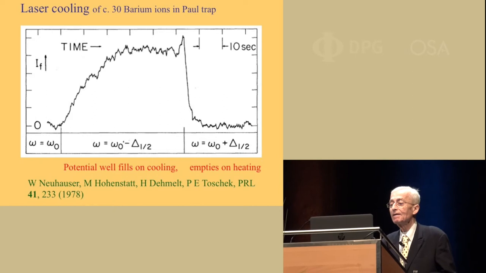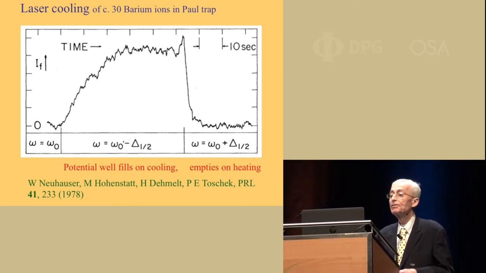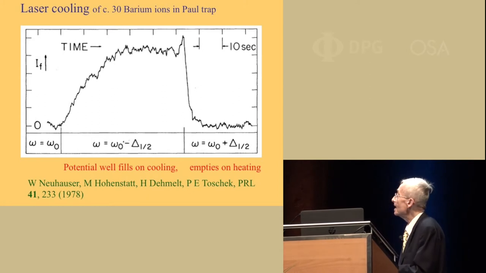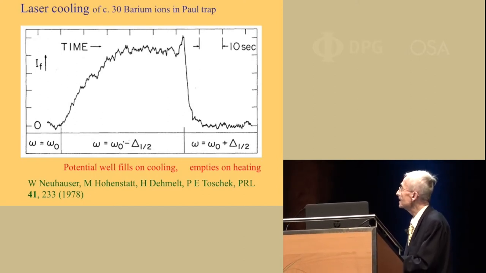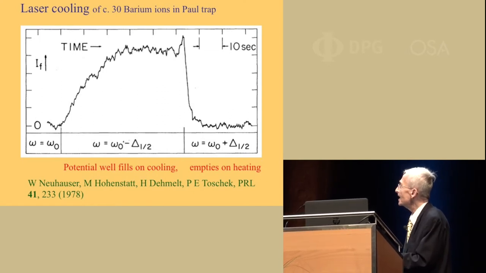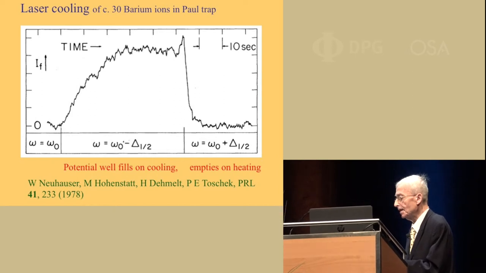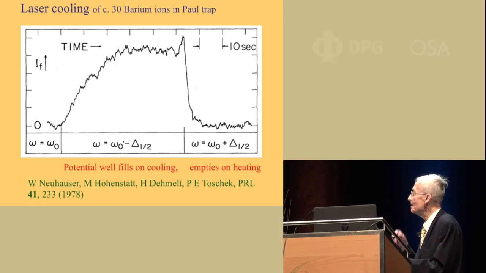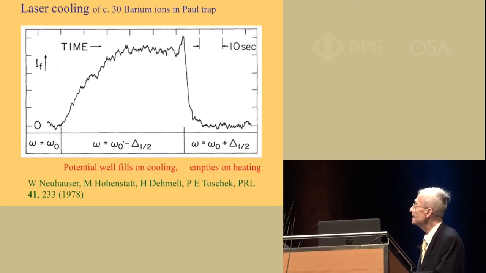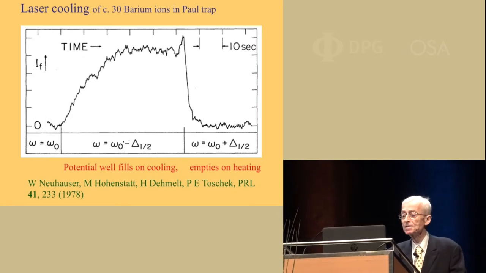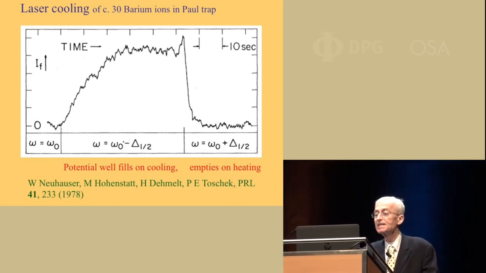The laser cooling, this kind of recording of the fluorescence of 30 barium atoms is shown here. Here, the tuning of the light is to the red side, whereas here it is to the blue side, and this shows heating. And when the light is recorded by a diaphragm, then of course, when the cooling reduces the amplitude of the oscillation of the ions in the trap, the signal increases. Whereas here, when the amplitude is blown up, the signal is reduced. So this was the first demonstration of laser cooling.